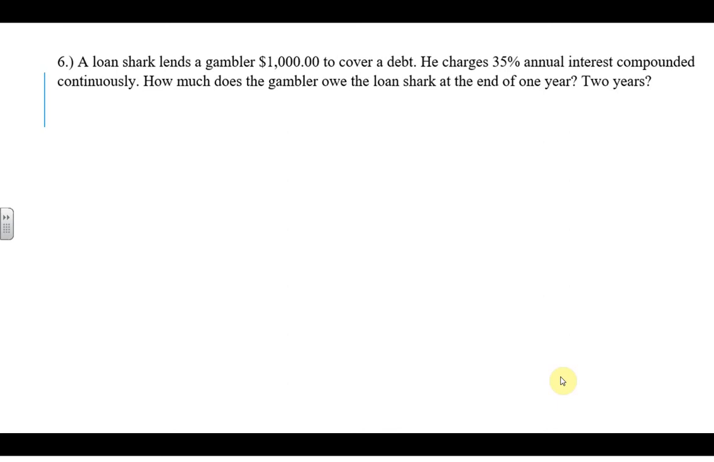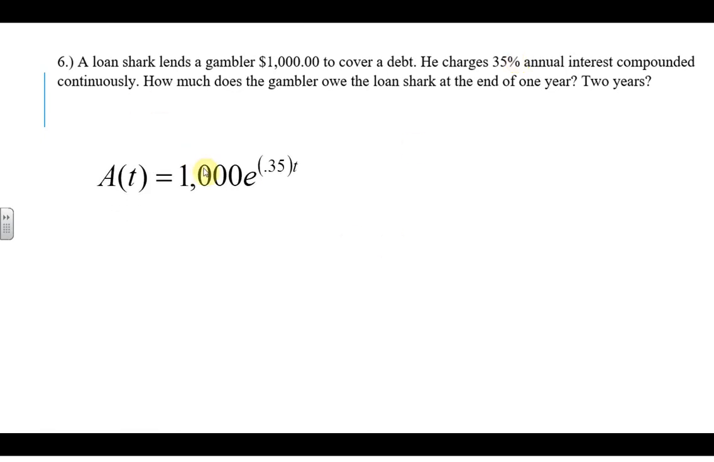Don't ever get involved with a loan shark. We're showing you how bad this is. So let's say you borrowed $1,000 to cover your gambling debt. He charges 35% annual interest, and he compounds it continuously, which means all the time. So that's where you use that Pert formula. So how much do you owe at the end of 1 year and 2 years?